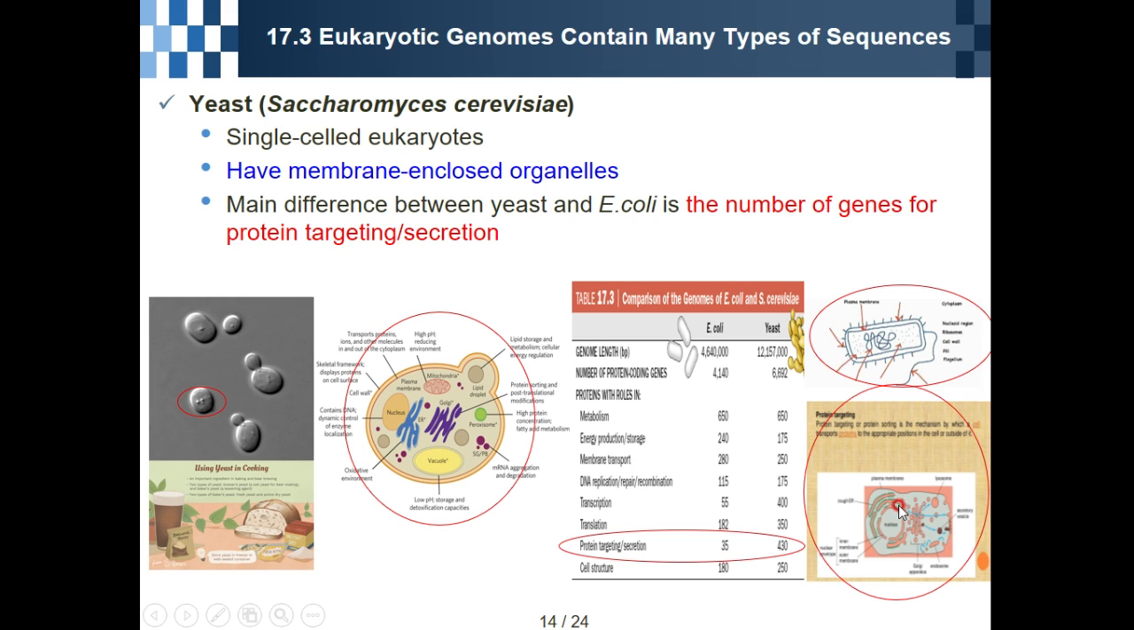After they synthesize a protein, they have to decide whether this protein should go to the mitochondria, or to the nucleus, or to the ER. They need to define and target, so they have lots of protein targeting, deciding where each protein should be secreted. For example, yeast have a higher number of genes for protein targeting or protein secretion.